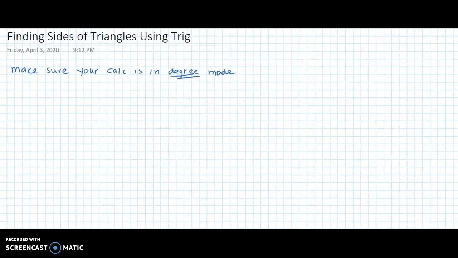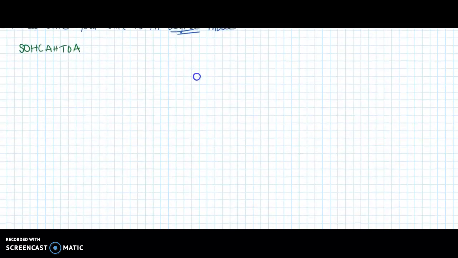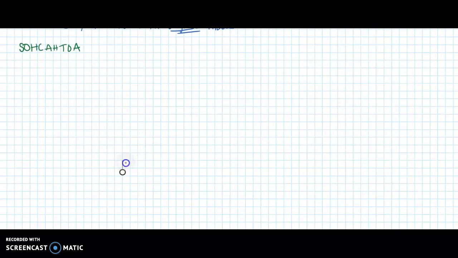Okay, so once you have put your calculator into degree mode, then we're going to actually do a few examples. And before we do that, let's review. So we've talked about trig a lot. So remember this acronym, SOHCAHTOA, meaning sine of your angle is the opposite over the hypotenuse.